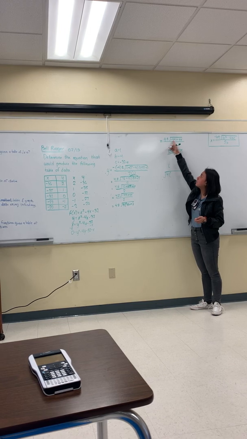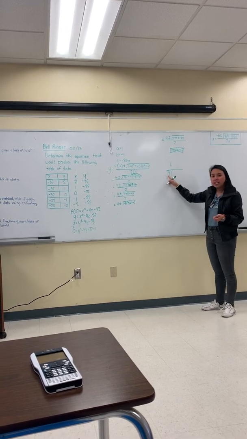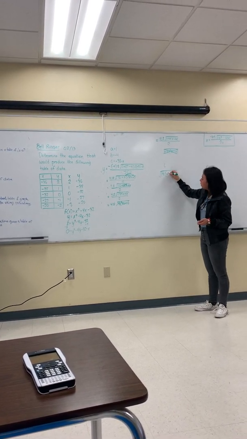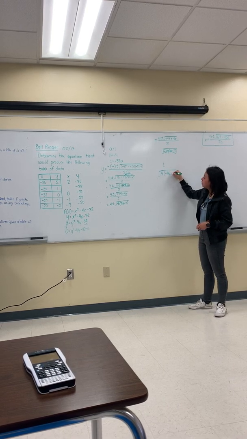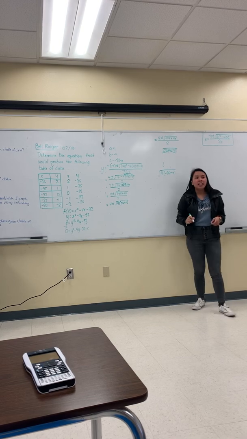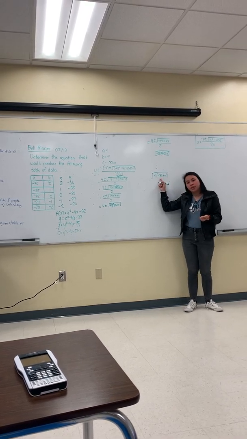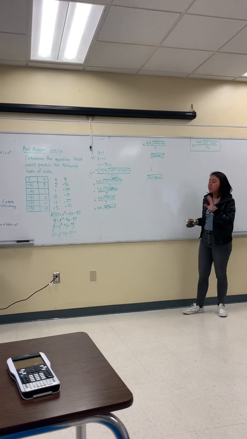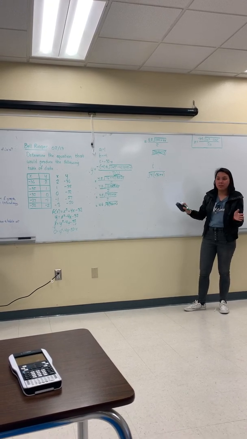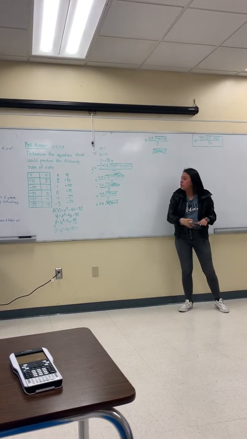What is negative 144 divided by 4? Negative 36. And then positive 4x divided by 4 is positive x. Again, even if your leading term is not positive, it's a negative, still factor out a positive number. Okay? And let us continue.